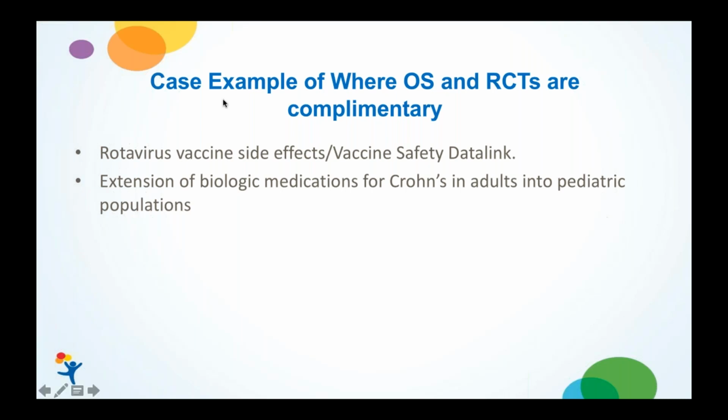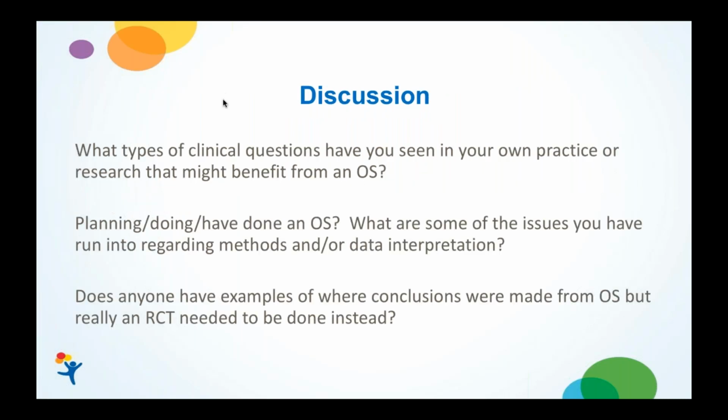It was pretty cool. All right, so the last part of this is just a discussion, and Jeannie, you can tell us when we need to transition to the WIP. These are just some questions that I thought might be interesting to talk about as a group, about what kinds of questions you've seen in your own practice where there might be a benefit from an observational study, or issues that people who have done or are doing observational studies have run into regarding either the methods that they're trying to do or interpreting the data from what they thought was a great study, and then things turn out to be a little bit more confusing than maybe what they initially thought. Or examples of where conclusions were made from observational studies, but really an RCT is needed to be done instead.